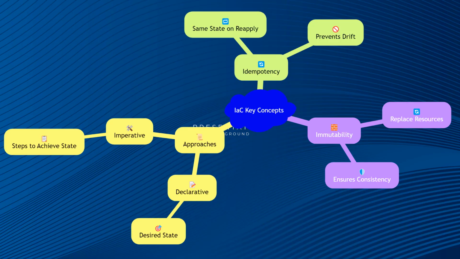IaC revolves around several key concepts: declarative versus imperative approaches, idempotency, and immutability. Declarative IaC specifies the desired state of the infrastructure, while imperative IaC outlines the steps to achieve that state. Idempotency ensures that applying the same configuration multiple times results in the same state, preventing drift. Immutability involves replacing rather than modifying resources, ensuring consistency and reliability.